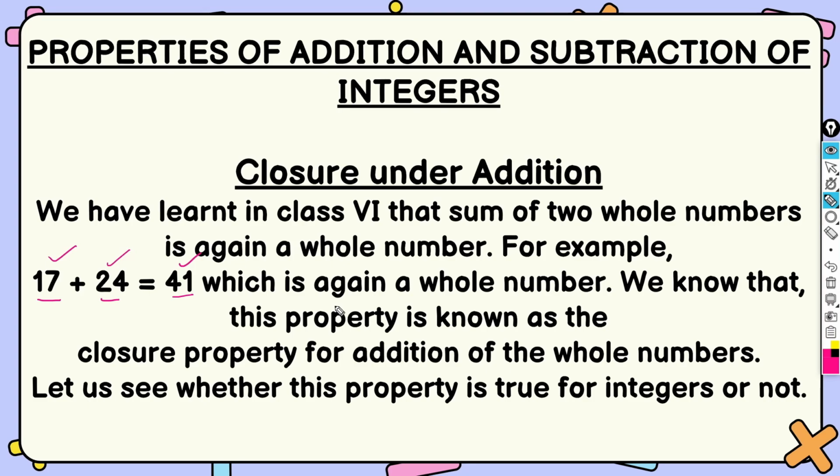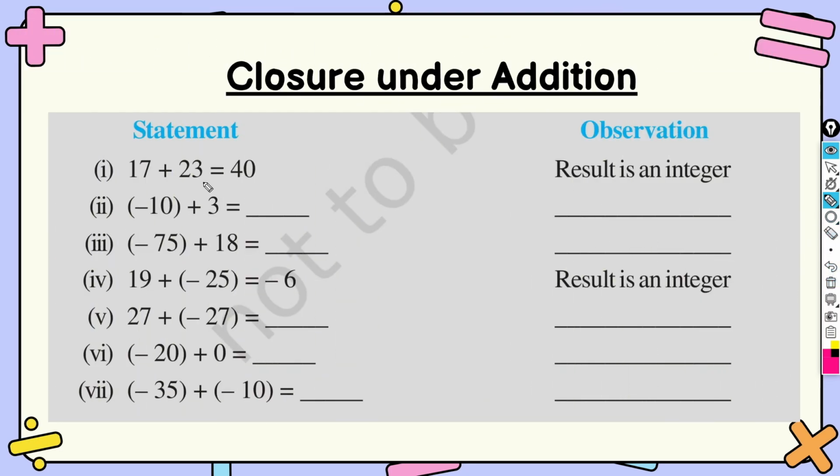Now let us see if the sum and difference of integers follow the closure property or not. Closure property under addition. 17 is an integer, 23 is an integer, the sum is 40, which is also an integer. Minus 10 is an integer, plus 3 is also an integer. Since one sign is minus and the other sign is plus, we should do subtraction. The answer is 7. And since 10 is the larger number with a minus sign, it becomes minus 7. So this is also an integer. So the result is an integer.